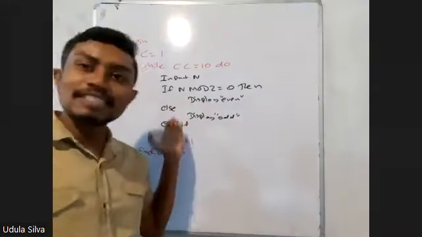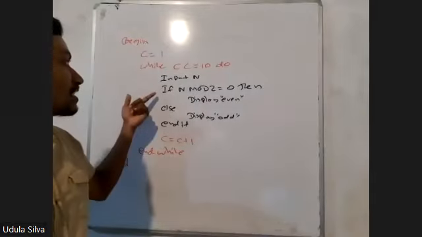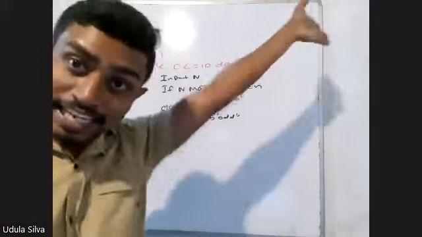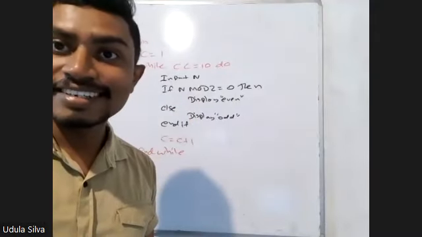And this one is the selection. This one you have already done. Inputting a number, finding whether it is odd or even, and displaying. We did this last week, right?